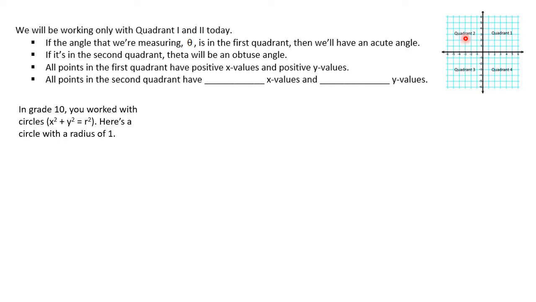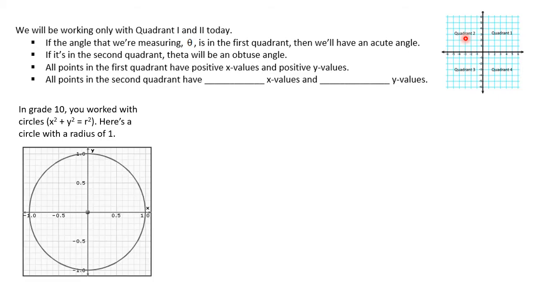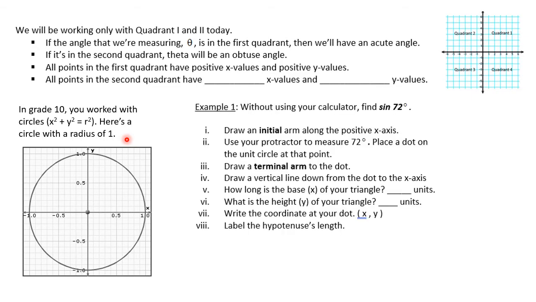In grade 10, you worked with circles. So here is a circle of radius 1. This circle that you're looking at becomes really important. This is called our unit circle. Unit meaning 1 unit. The radius is 1 unit. So we use this circle a lot.